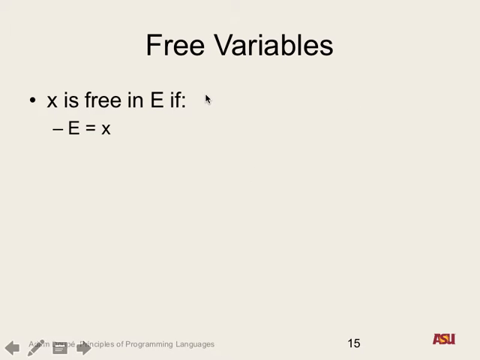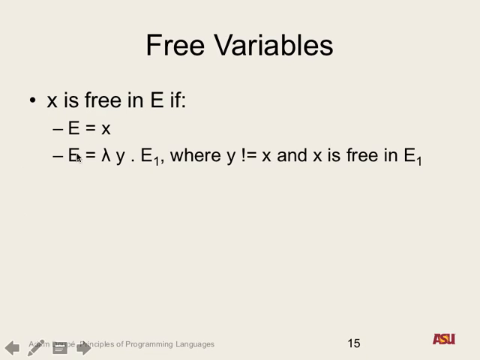So x is free in E if the expression is x. So x is an ID, this means that x is free, just as we thought. X by itself is free. Okay, we have one case where the expression is lambda y dot E1, where y is not equal to x, so y and x are different, and x is free in E1. What kind of a definition is this? How do you know if x is free in E1?